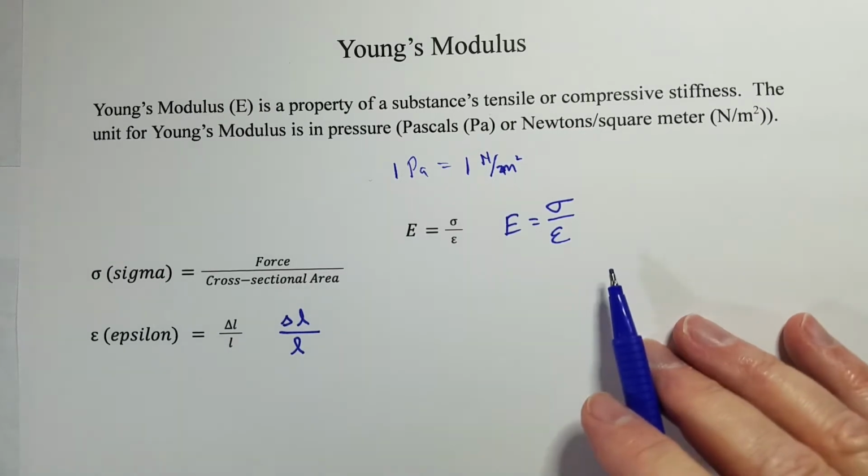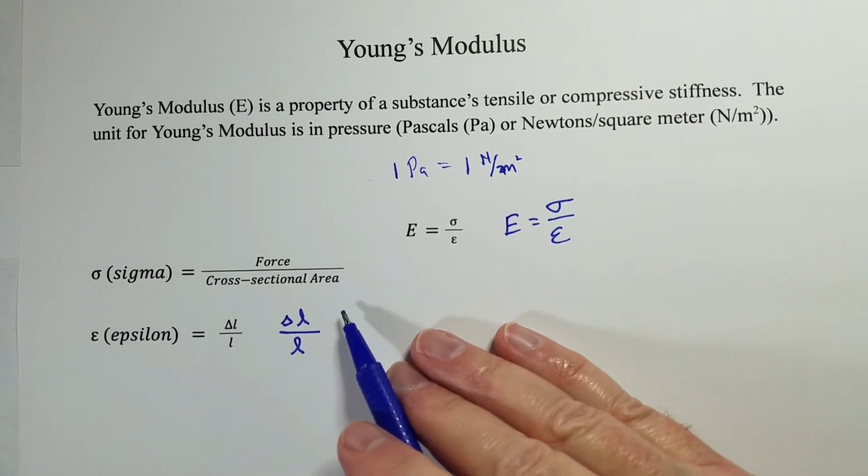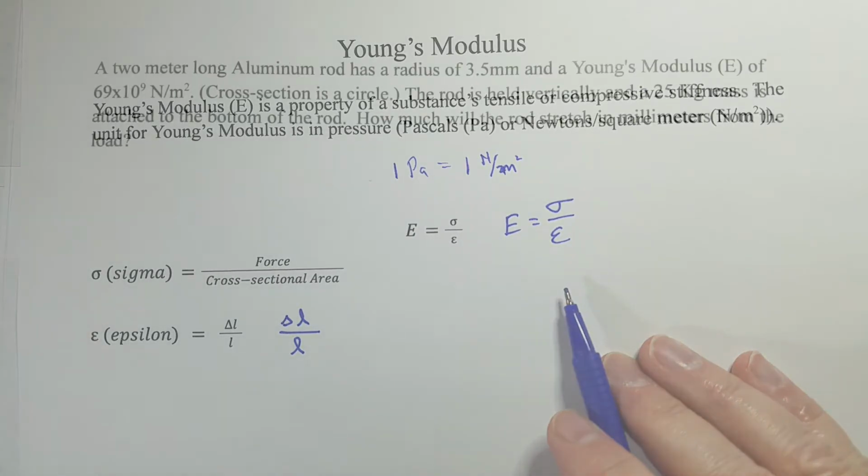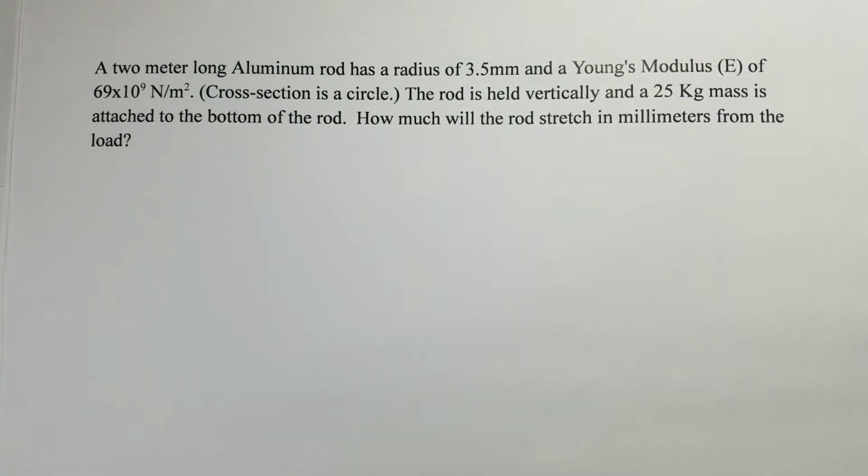So we're going to look at 3 examples. 2 where we're going to find how much it's stretched, and 1 that we're going to figure out what the Young's modulus is for that material. Okay, let's take a look at our first problem.